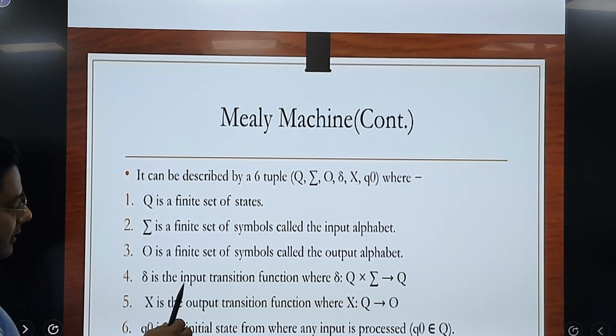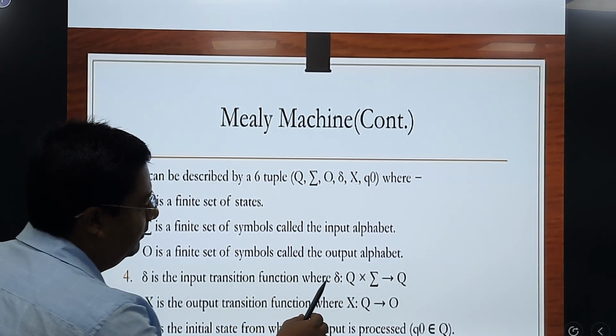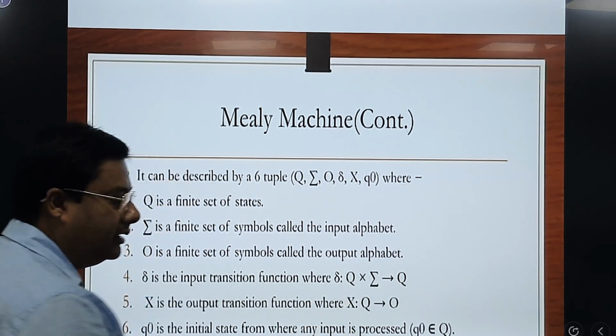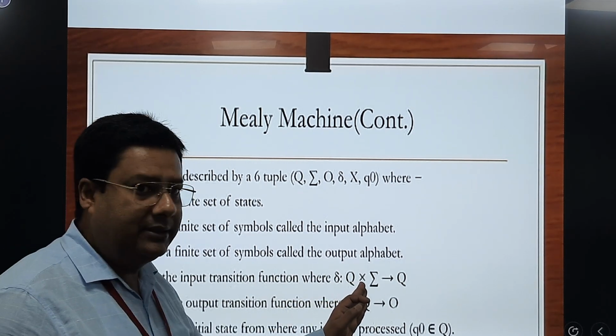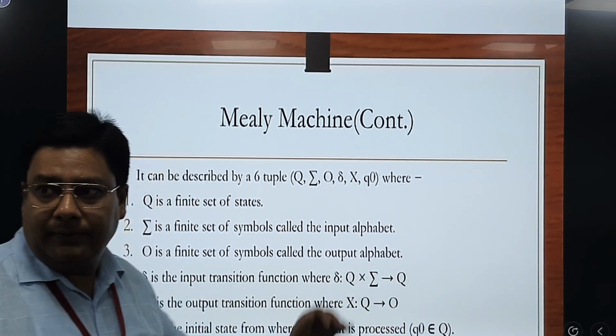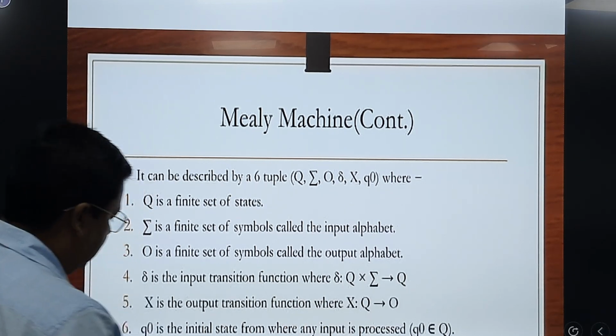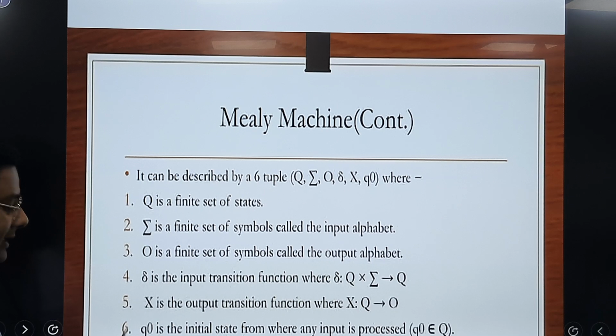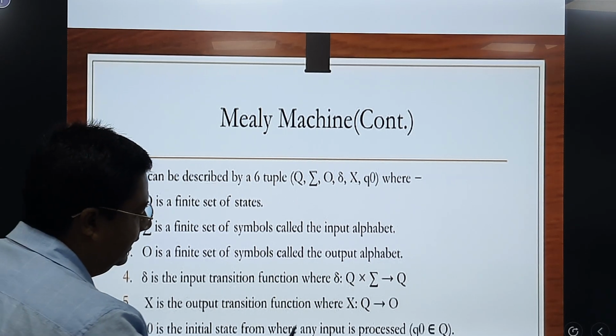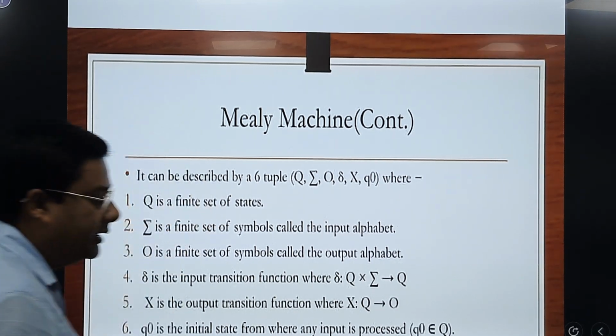Fourth is delta, the input transition function, that is Q multiplied by sigma gives Q. Fifth, lambda is the output transition function. This is the transition function, that is, the rule basically. Q0 is the initial state, where any input is processed.